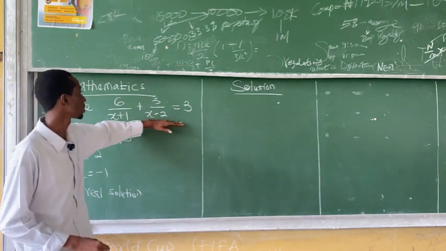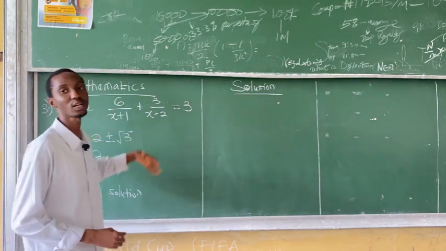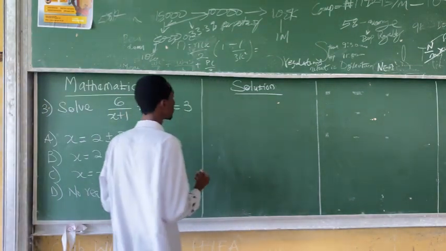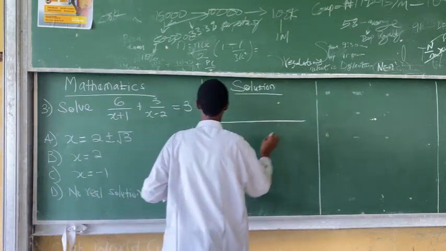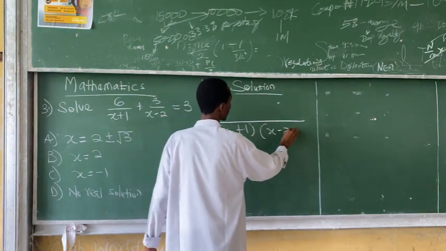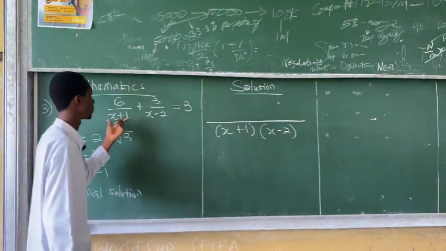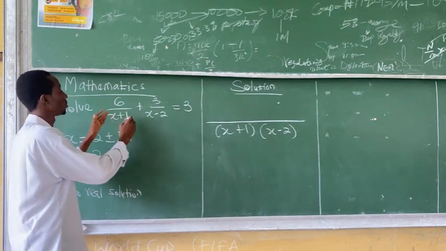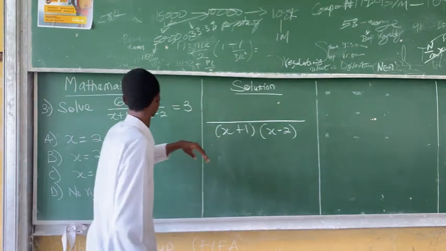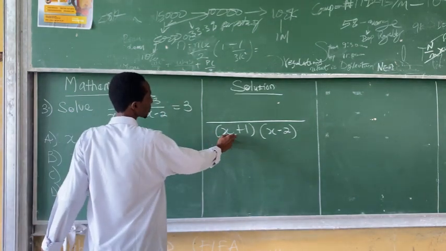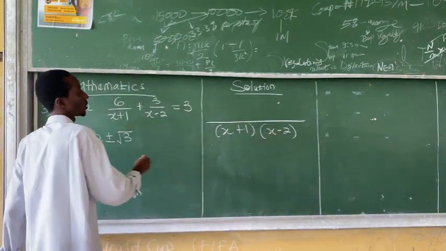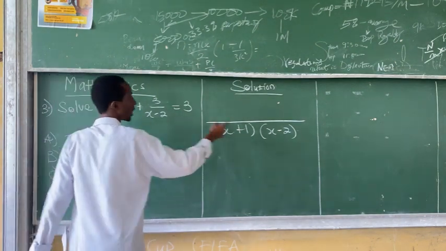Looking at this equation, it is an algebraic fraction. The first step is to find the LCM of the denominators. The LCM of the denominators is what? X plus 1 and x minus 2. That's the LCM of these two denominators. All you have to do is to multiply both of them. Now we have gotten the LCM. You say x plus 1 into x minus 2. Divide by x plus 1. If they divide, this will cancel this. We are left with what?